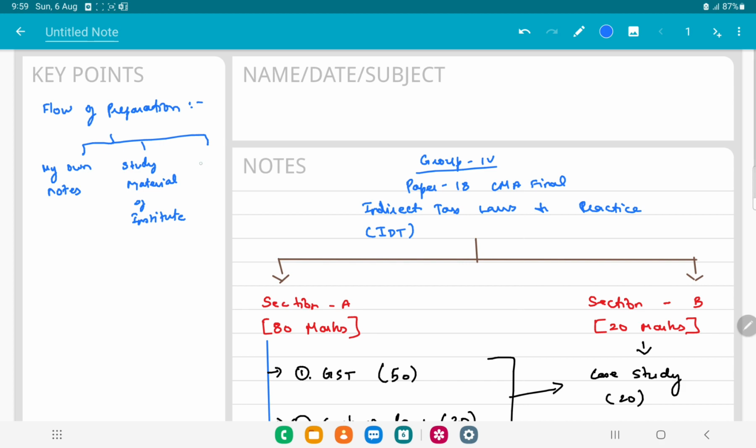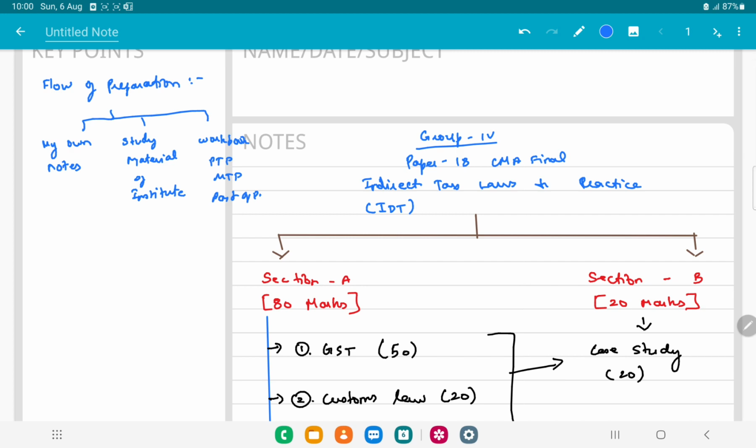Simultaneously, I will cover the study material of the institute, and then I will go with workbook, PTP, MTP, past question papers. This will help me cover all factors and boost my preparation. So my own notes first, then study material, and then workbook, PTP, MTP, past question papers to understand where I am.